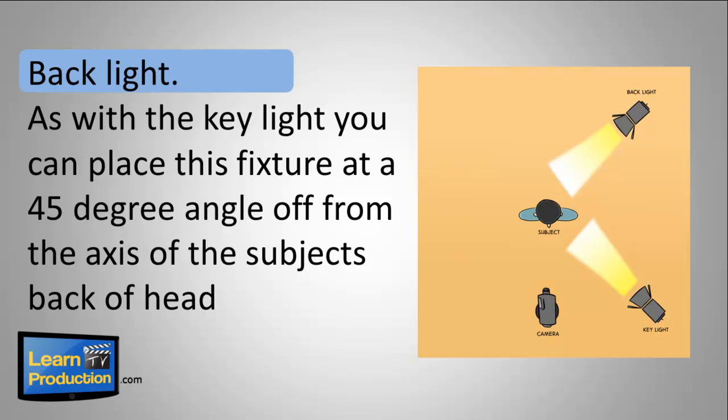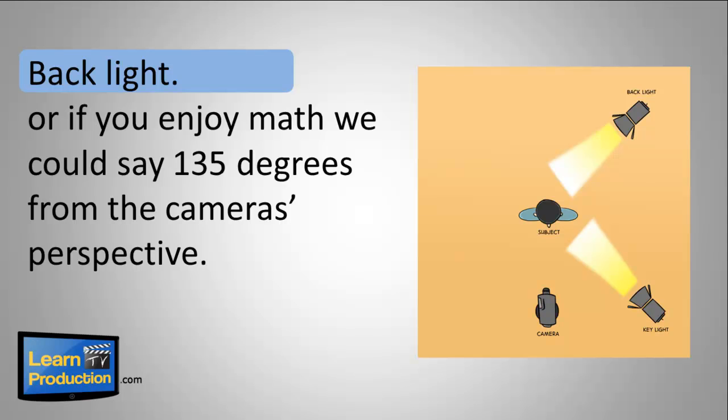So you have a couple of options for the placement of the backlight. As with the key light, you can place this fixture at a 45-degree angle off the axis of the back of their head. Or if you enjoy math here, what I'm trying to say is 135 degrees from the camera's perspective. Hopefully I haven't lost you here.